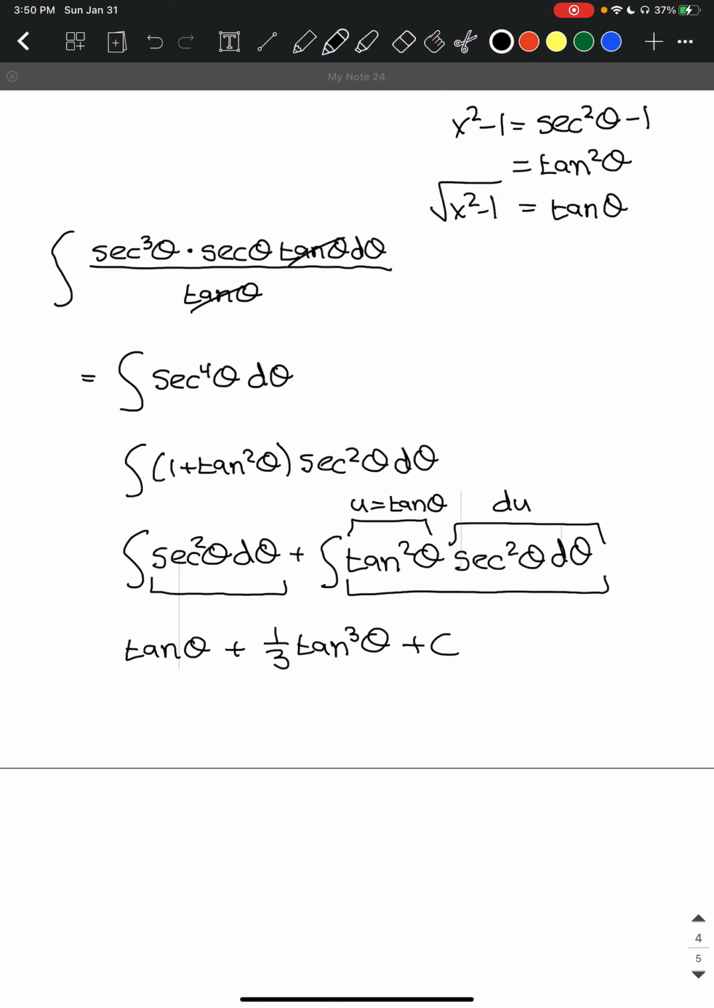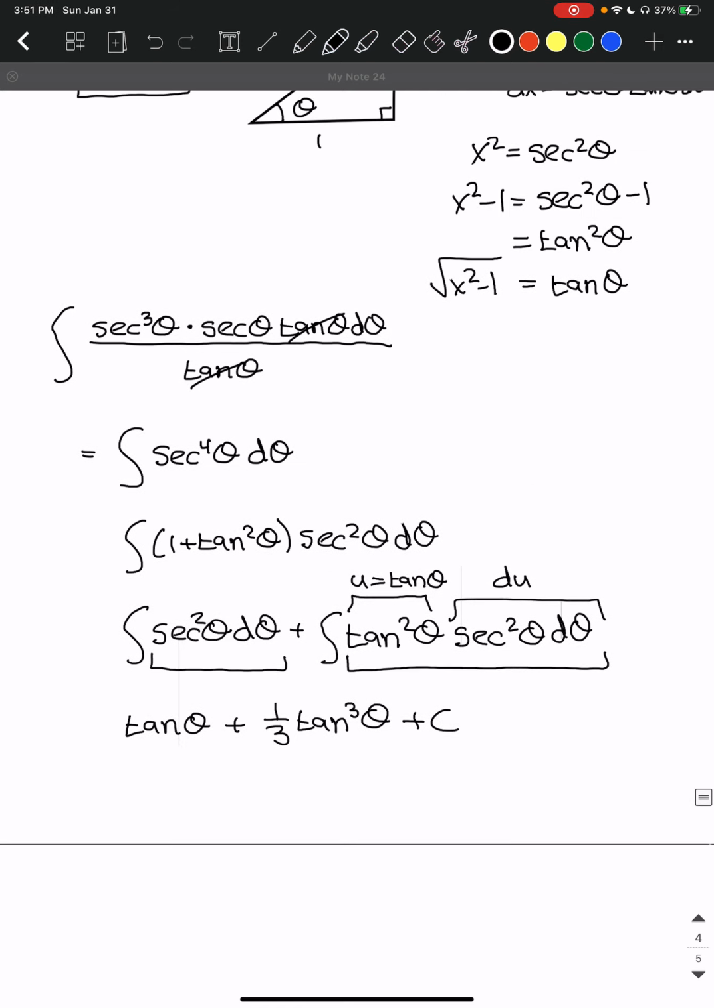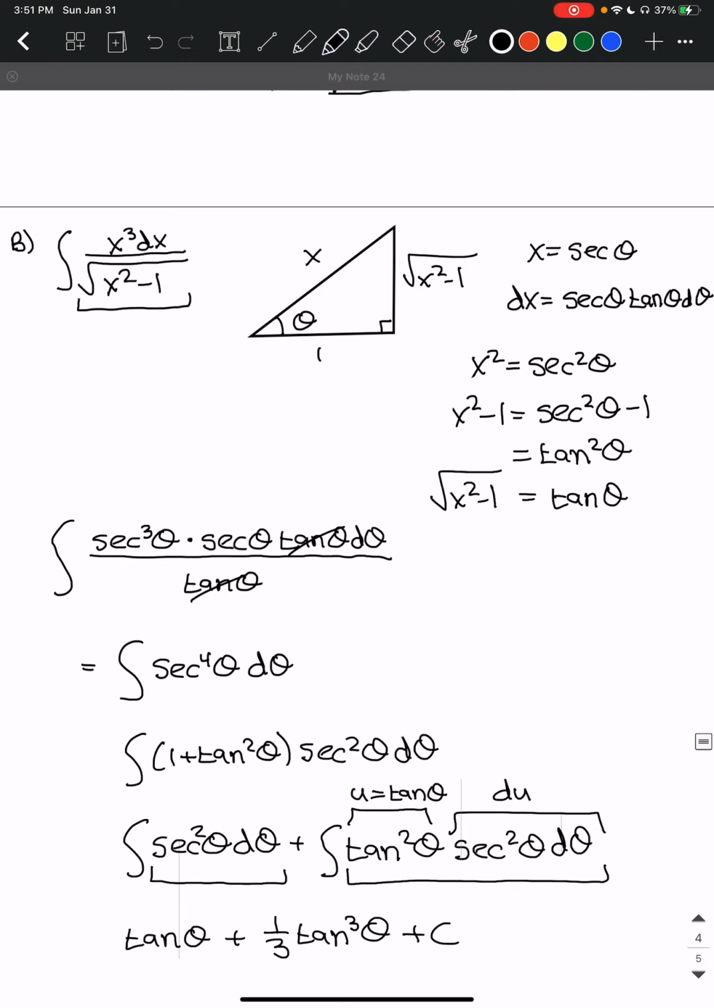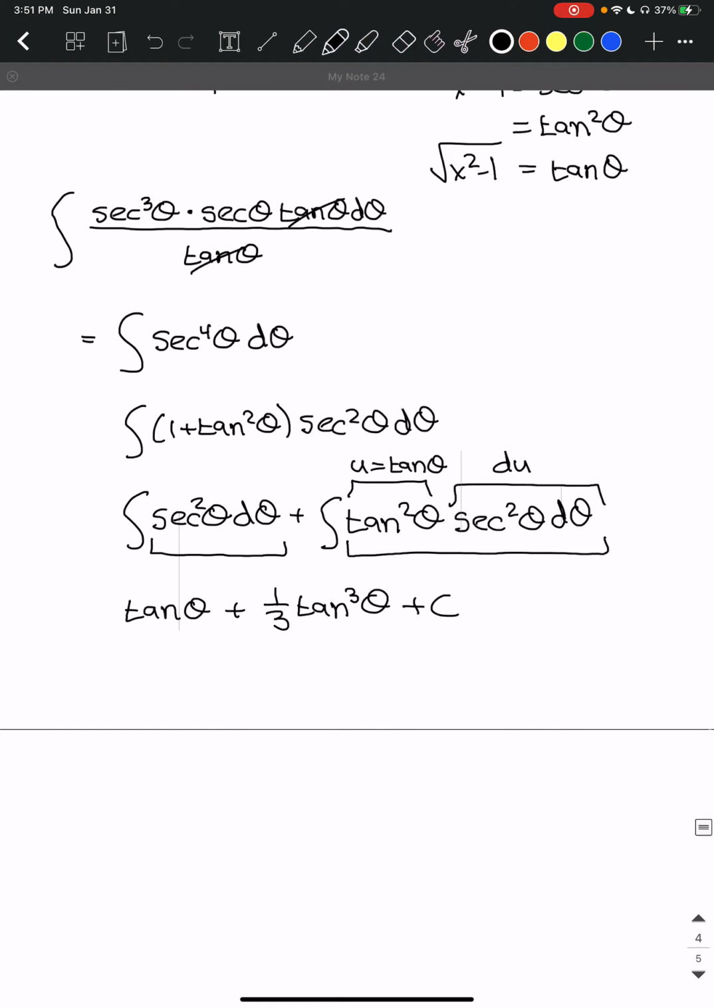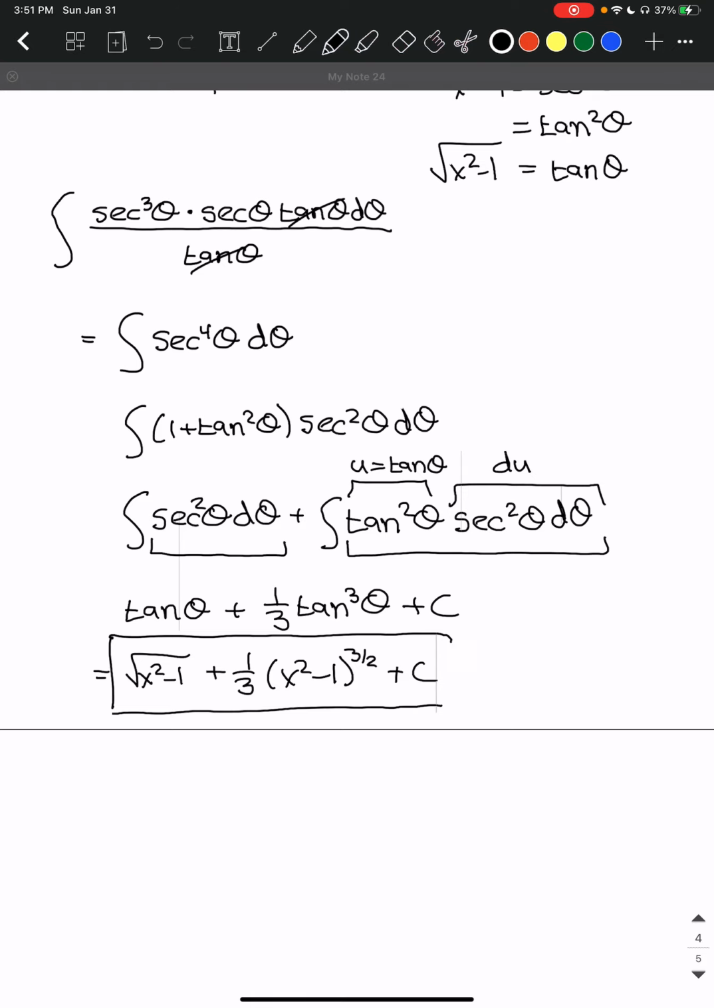And again, I'm not done, right? So I need to rewrite this in terms of x. What I can do is I can go back up to my triangle and figure out what tangent of theta is. Tangent of theta is opposite over adjacent. So it's the square root of x squared minus 1 over 1, which is just the square root. And so I can substitute that back in now. This will give me the square root of x squared minus 1 plus a third times x squared minus 1 to the 3/2 plus c. Great. Okay, and this is my final answer here. I'm done. If I had bounds, I'd have to plug them in.